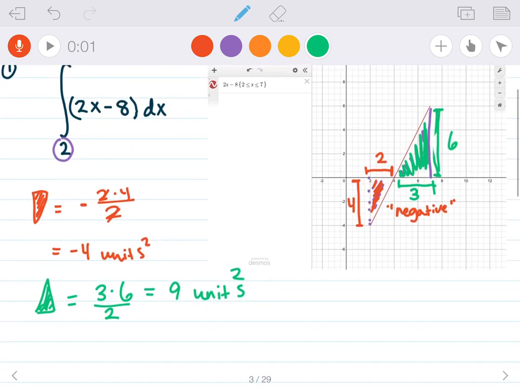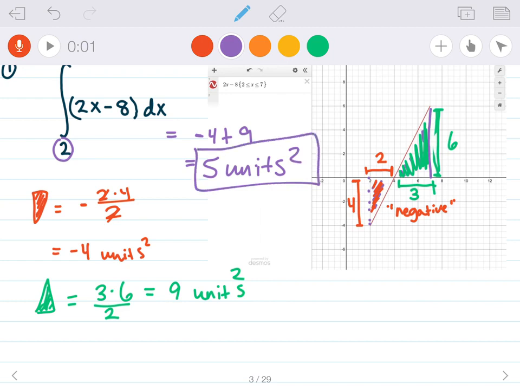All right. So combining these together to find the value of this integral, we're just going to do negative 4 plus 9 to give us a net value of 5 units squared. So that is our answer here.